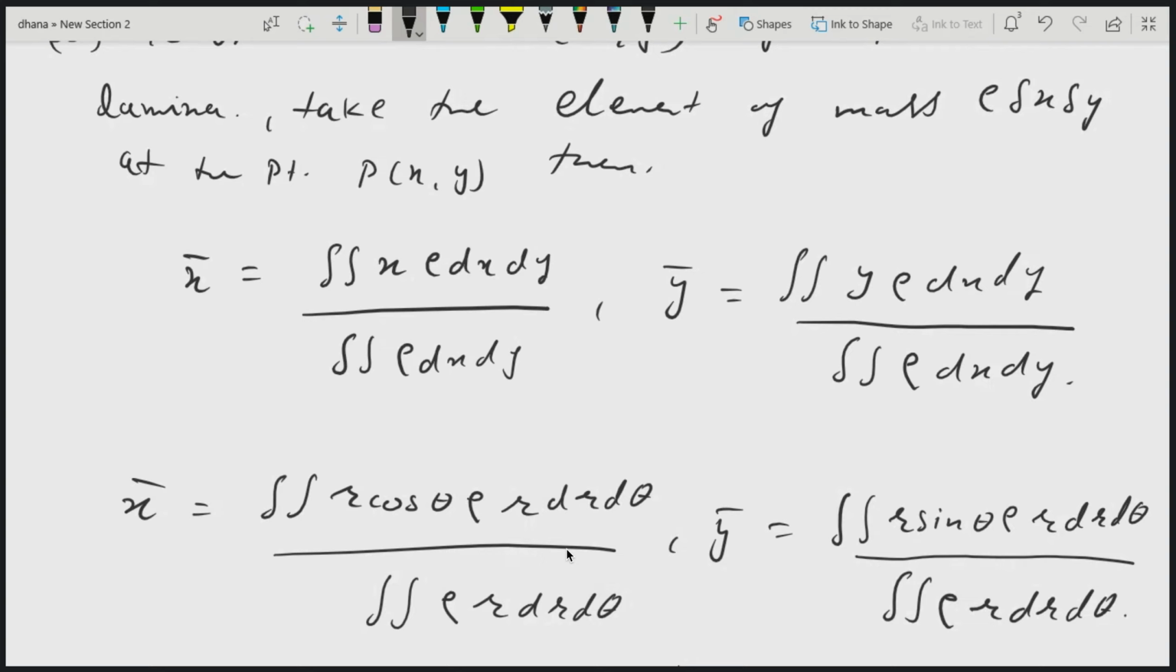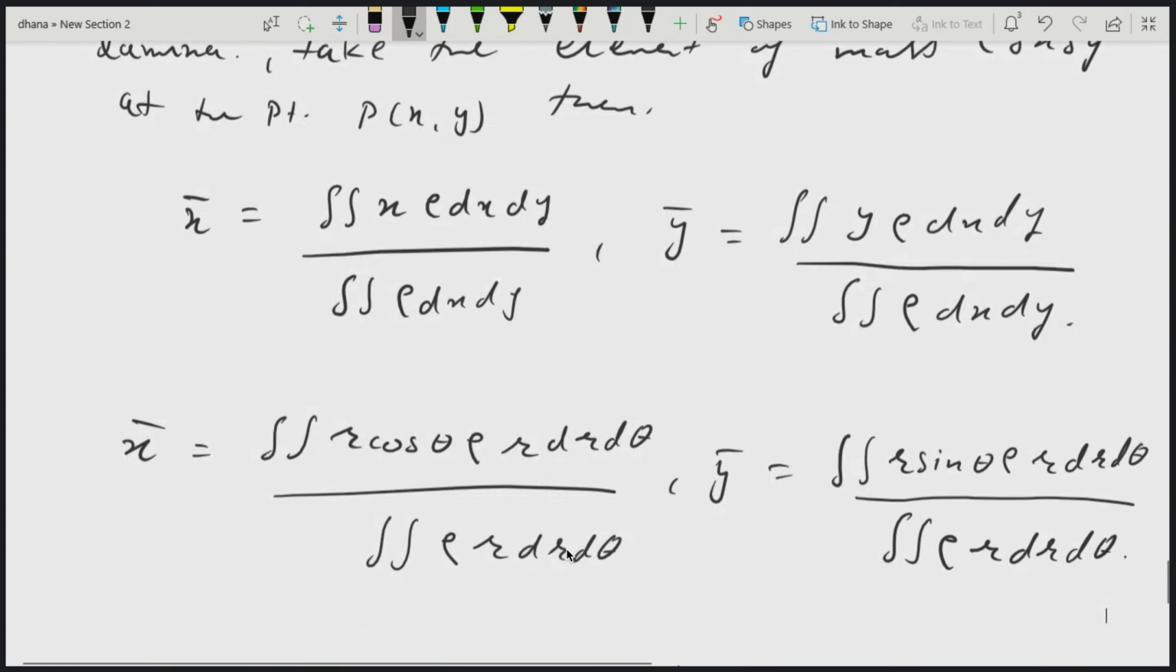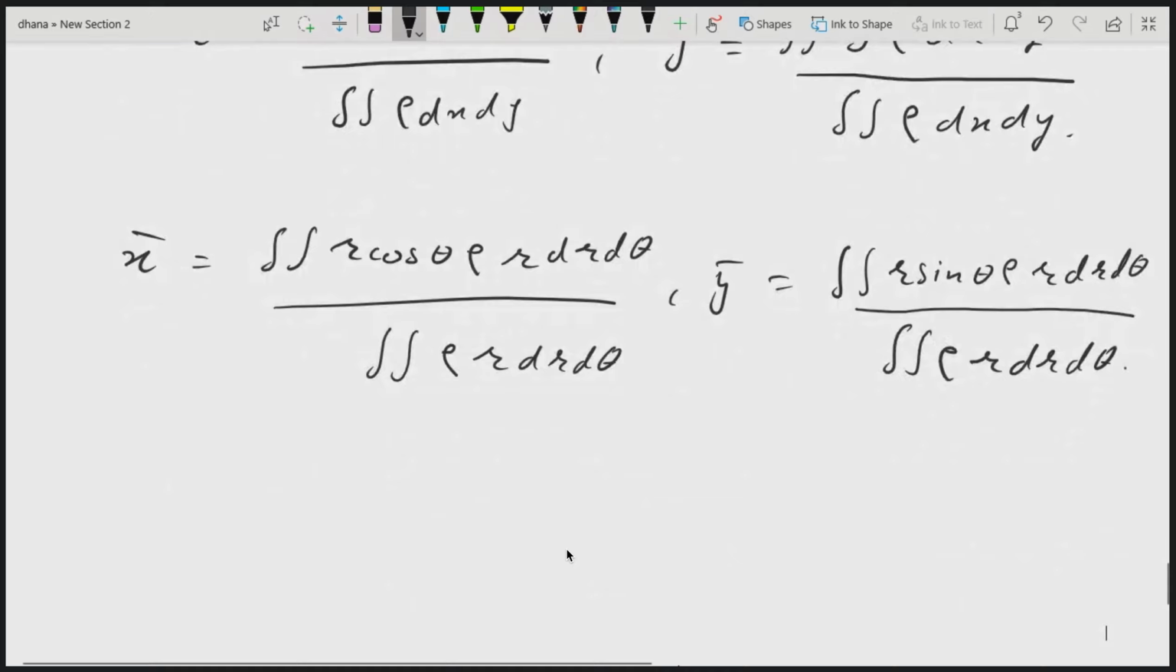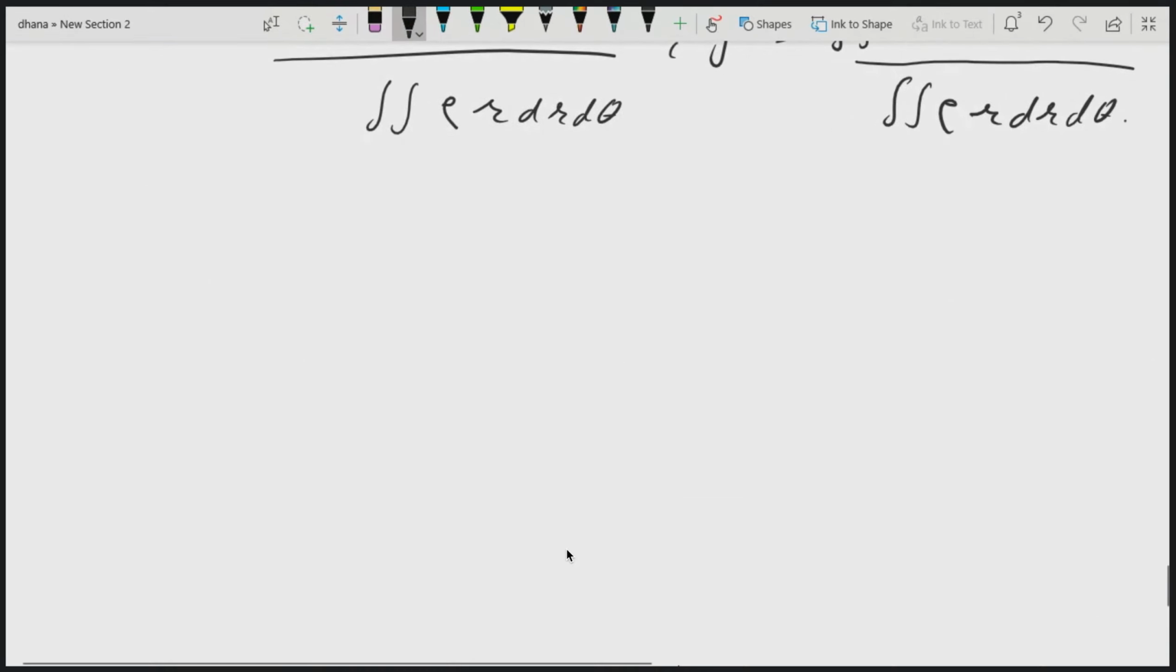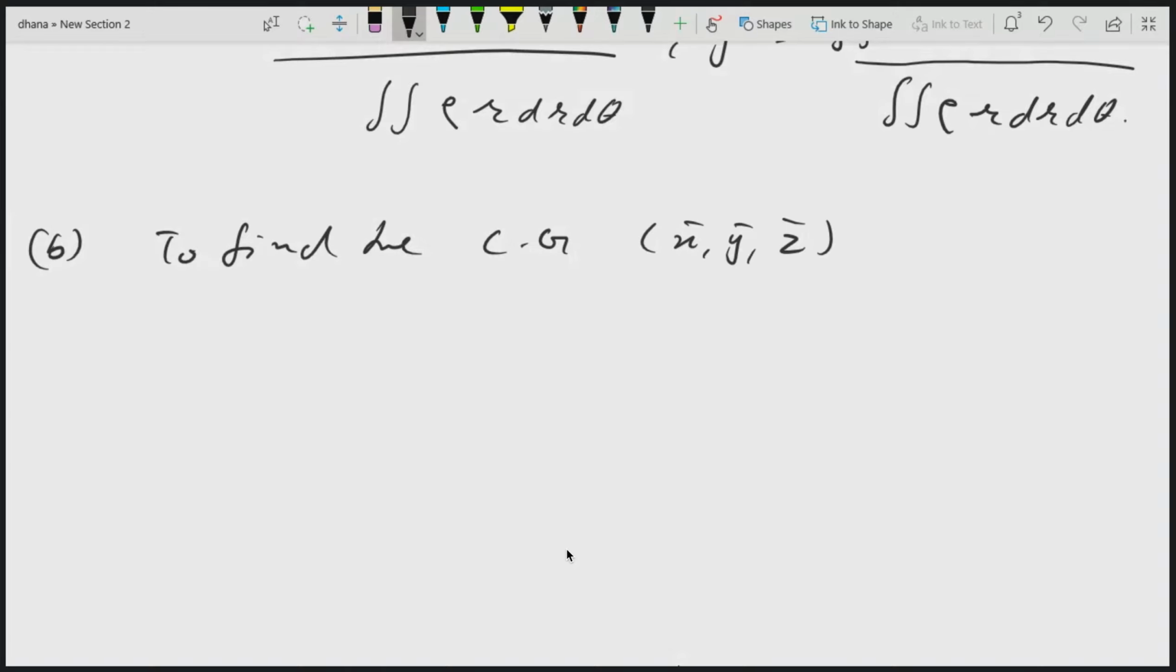Similarly, you can calculate the center of gravity of a solid. Only thing is, if you are talking about a solid, you will have one more variable z bar there. Okay, z variable. So the next one, to find the center of gravity, that is x bar, y bar, z bar of a solid.